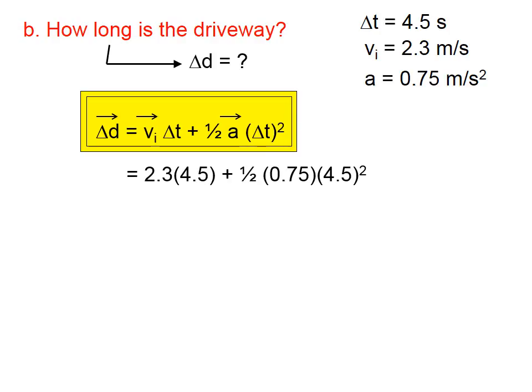And it looks like we know everything on the right side of this equation. We know the initial velocity, we know the time, we know the acceleration, and there's the time squared. So go ahead and type that into your calculator. Make sure it comes out to be 18 meters.